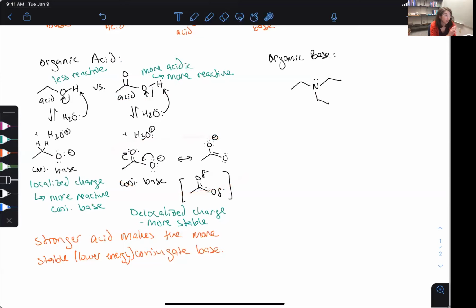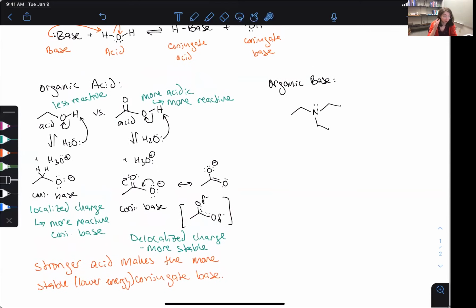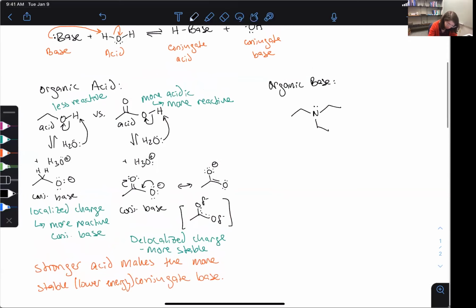So we saw how resonance could be really important. There are other factors that determine acidity or basicity. So let's go back to our organic base example. And let's compare this to water. Okay, so we're going to compare triethylamine to water. Okay, so I have H2O with 2 lone pairs, triethylamine with 1 lone pair. So I'm going to react both of these with water, and we'll look at some acid-base reactions with those.